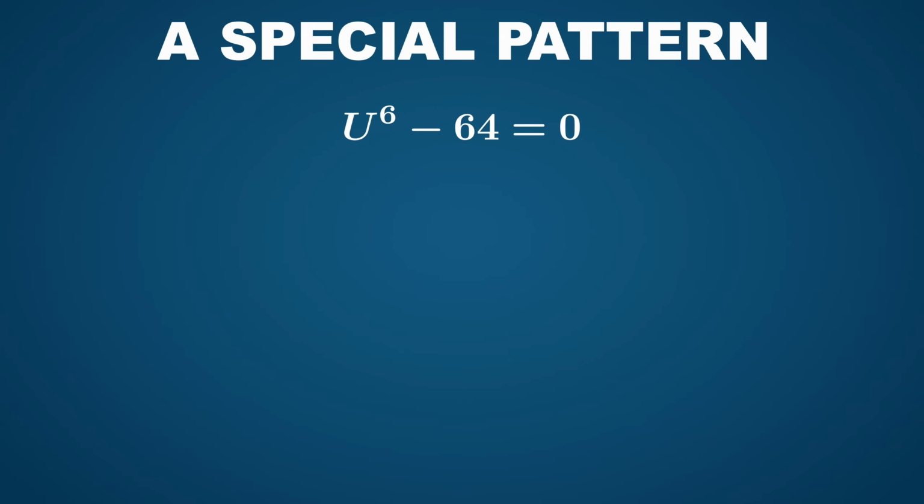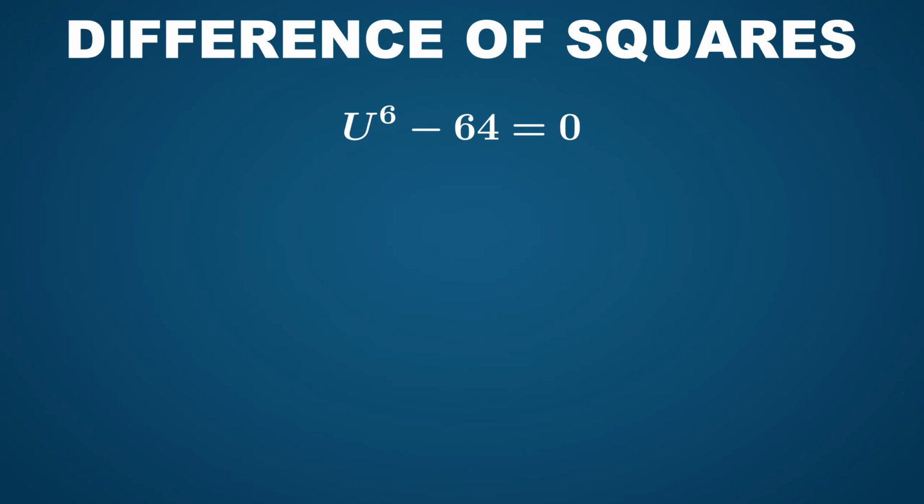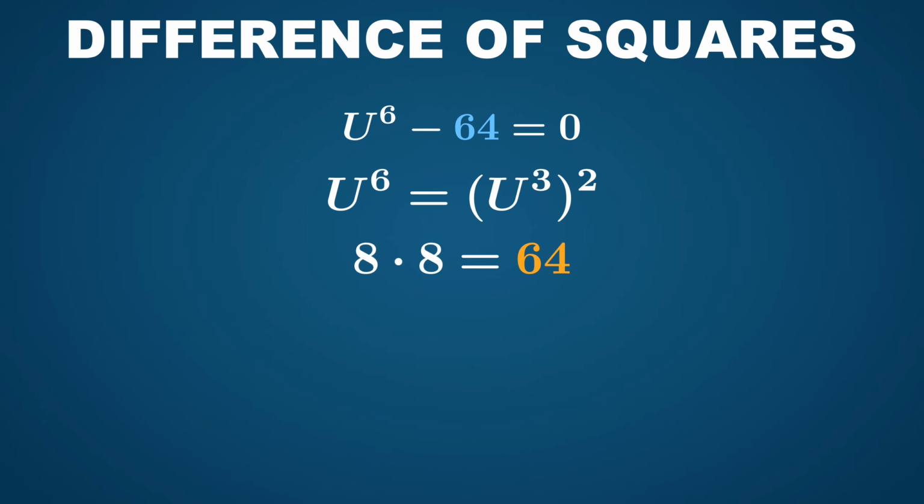We can factor this expression by recognizing a very special pattern. We will treat this as a difference of two perfect squares. Let us rewrite the first term, u to the sixth power, as a square. By exponent rules, u to the sixth is u to the third, all squared. Now let us look at the second term, which is the number 64. We know that 8 multiplied by 8 equals exactly 64. Therefore, 64 can be written as 8 raised to the second.